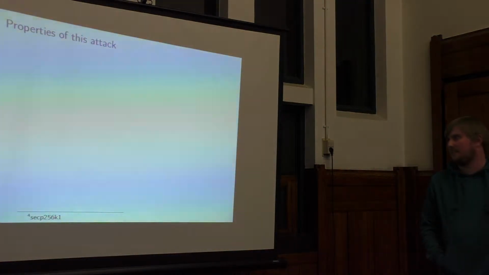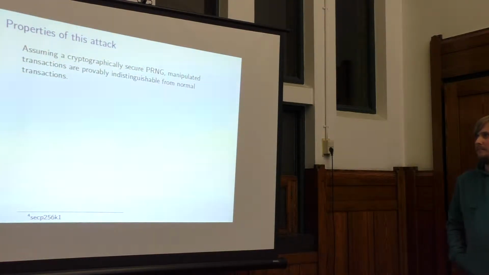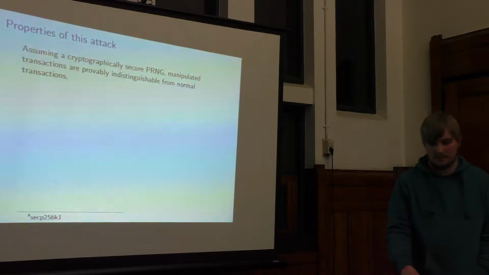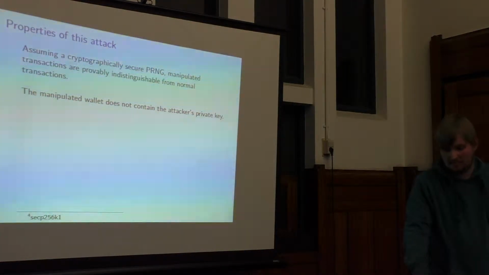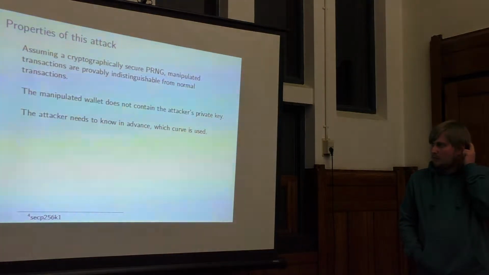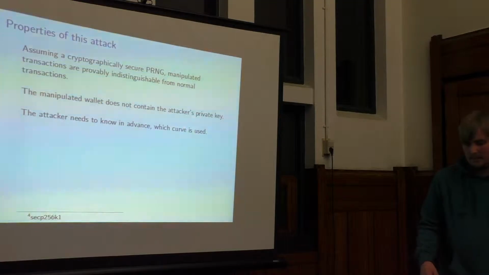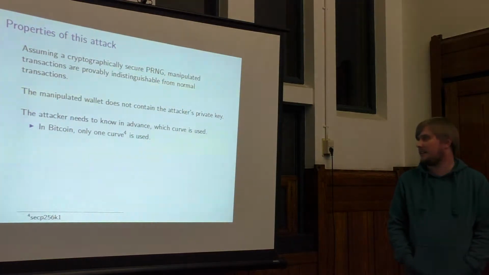So this is the attack in a technical sense, what he's doing, and now we look at what that means for the user. Assuming the pseudo-random number generator that he used is really secure, then we know that these malicious transactions are actually indistinguishable from the regular ones. The manipulated wallet does not contain the attacker's private key. The attacker needs to know in advance which curve is used. This is a little small problem with running this attack, because the attacker has to generate his own private key and public key pair. But fortunately for the attacker, in Bitcoin only a single curve is used. And so he just has to generate his private-public key pair for this curve.